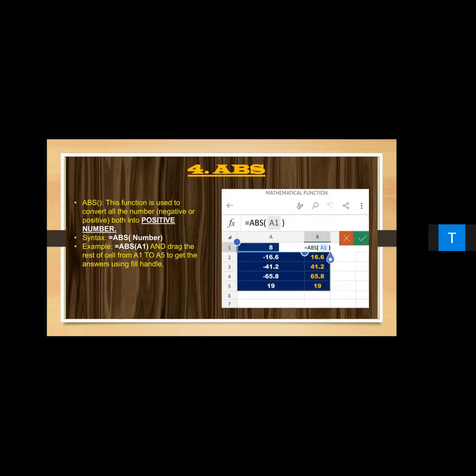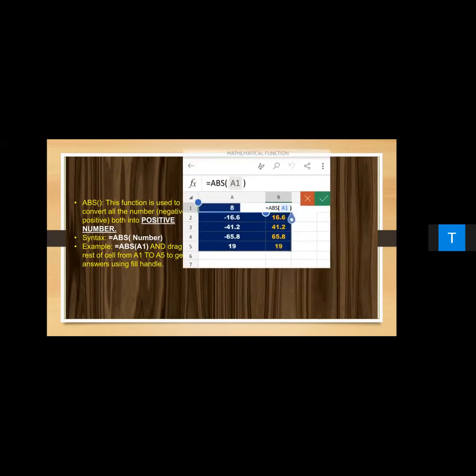So here is the example: equals ABS, select the cell or a number and close the bracket, and drag the rest of the cells from A1 to A5 to get the answer using the fill handle.